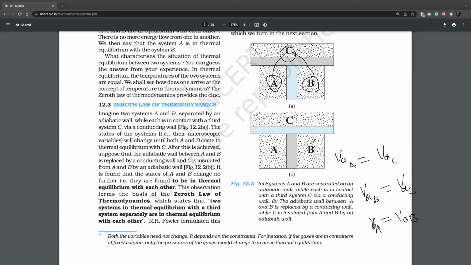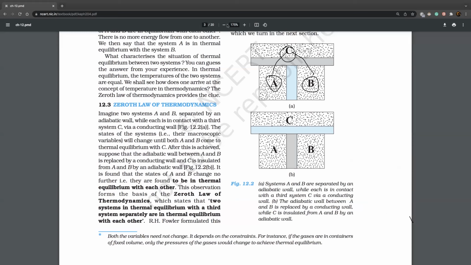Obviously, it doesn't work exactly like this, but the variables of A are equal to the variables of C. Variables of B are equal to the variables of C. Therefore, variables of A are equal to variables of B. And this is because obviously these are in thermal equilibrium. This is an equilibrium state. So I guess you could use that to understand this better. So that's what the zeroth law states. If there are two systems in thermal equilibrium with a third system separately, then they're also in thermal equilibrium with each other, as we have seen here.